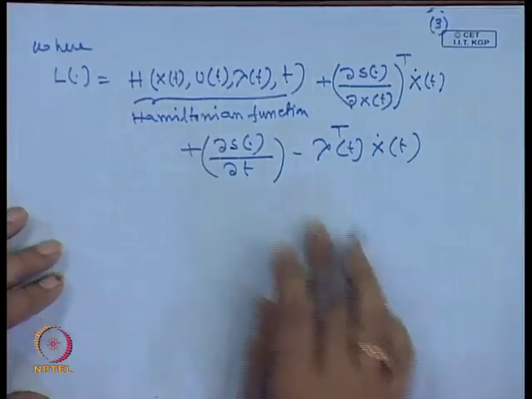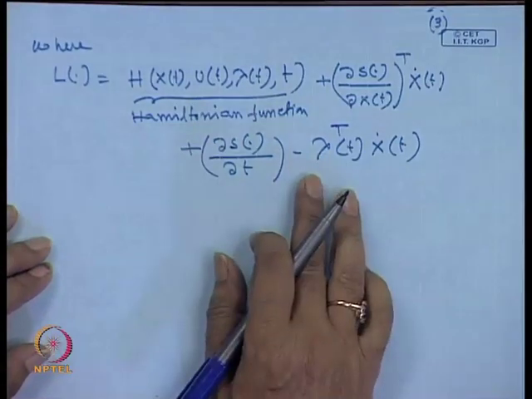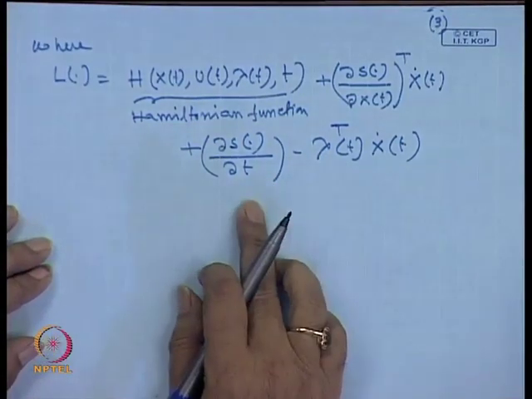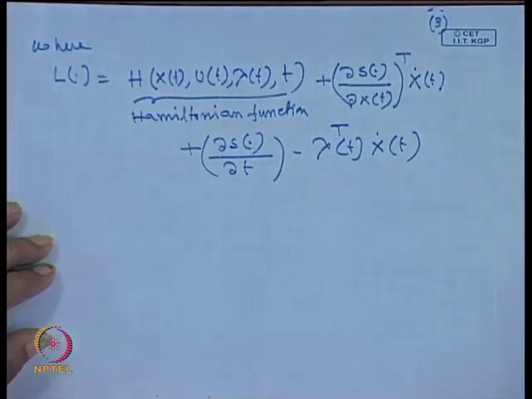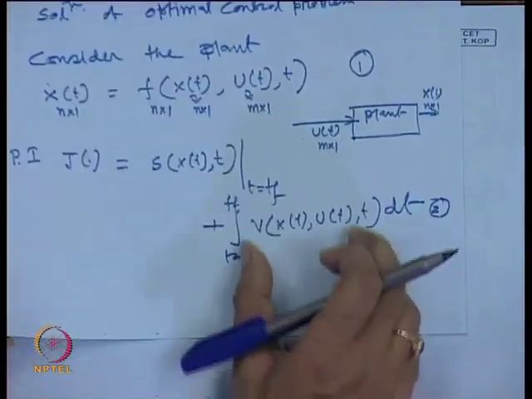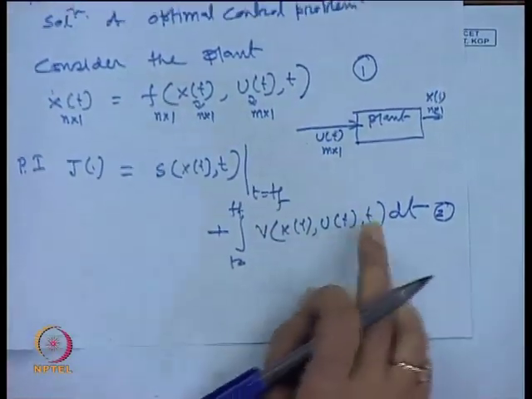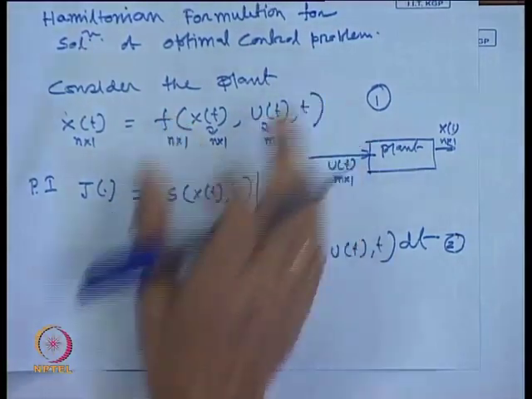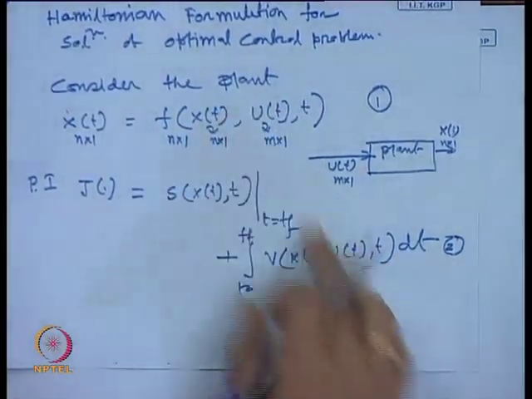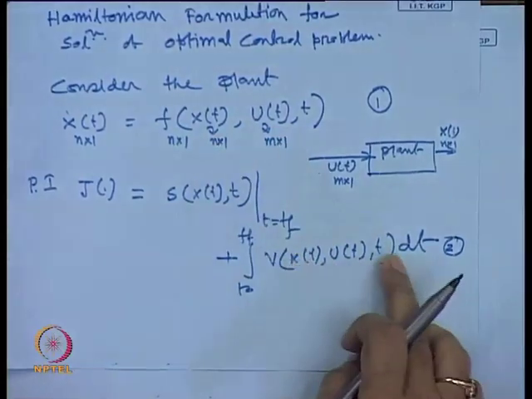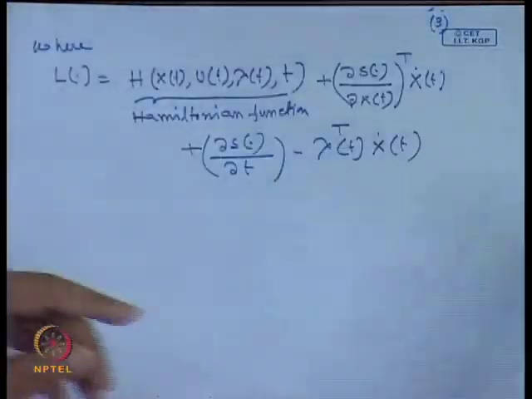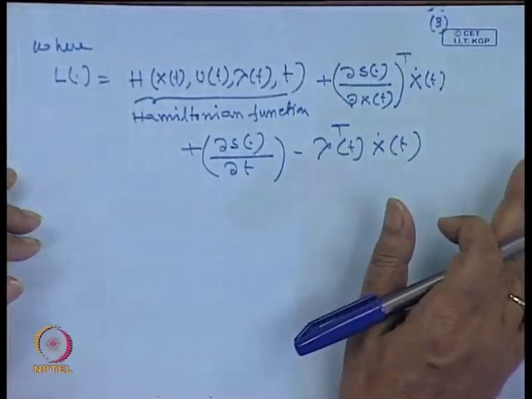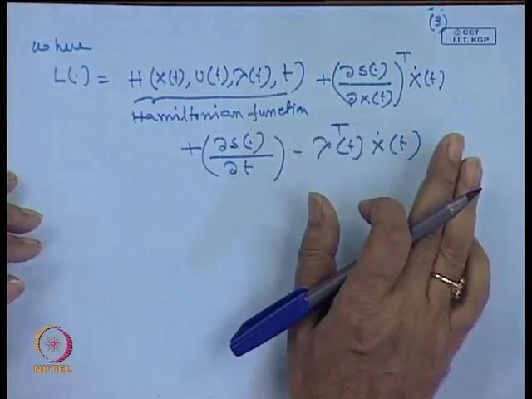So, this is a function of v, the integrand part of this integral, v plus the Hamiltonian function plus lambda transpose of f. That means these two terms are free from x dot, and that function we consider as a Hamiltonian function.